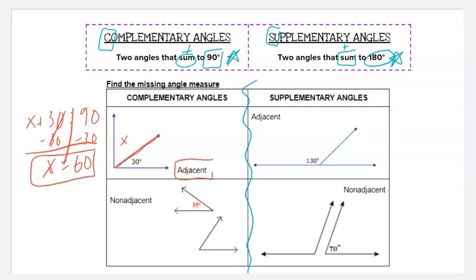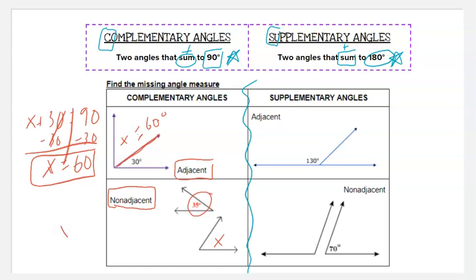Now this is an example of adjacent angles because these angles are touching. So those complementary angles would be 60 and 30. Non-adjacent, so we have angle 35 and angle unknown, so I'm going to call that X again. These are non-adjacent because they're not touching, but we can still have complementary non-adjacent angles.